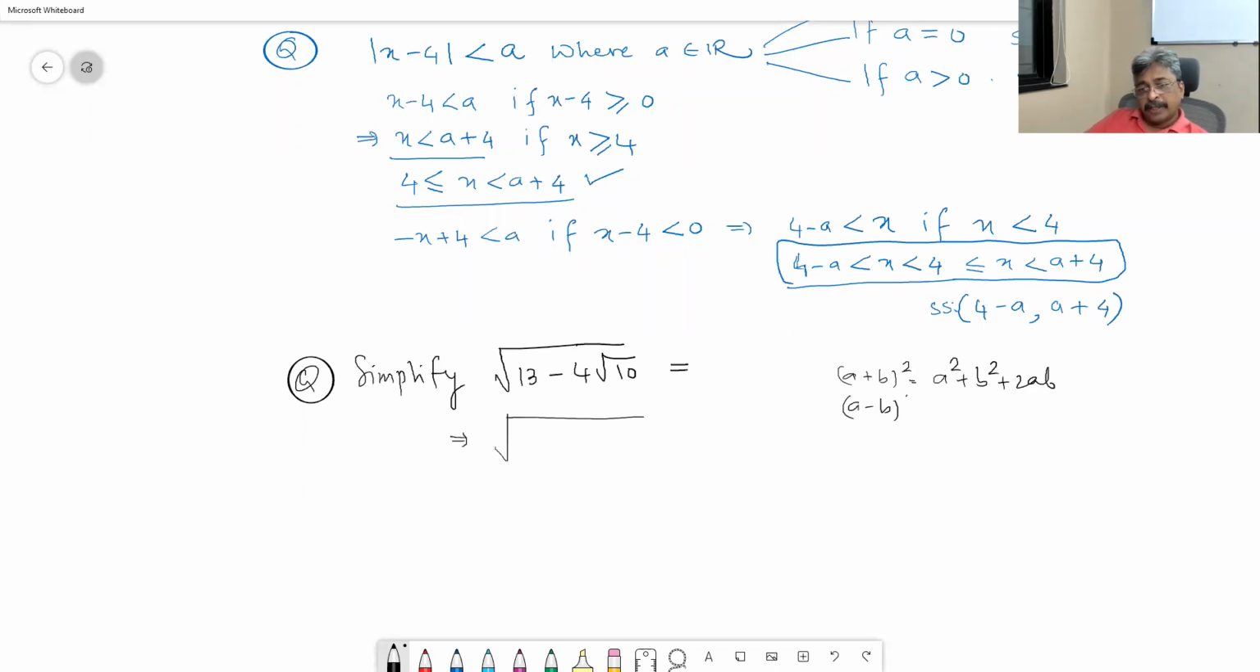(a − b)² = a² + b² − 2ab. So this 2 here is going to be important to us. So 13 minus 2: we make it 2, whether it is available or not. We force the 2 over here. Then the remaining 2 can be written as 4 and 10, so what becomes inside is 40. That is your first step.